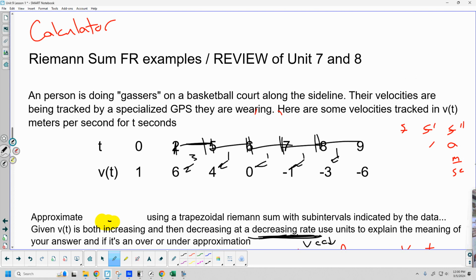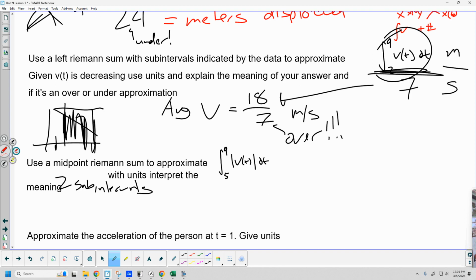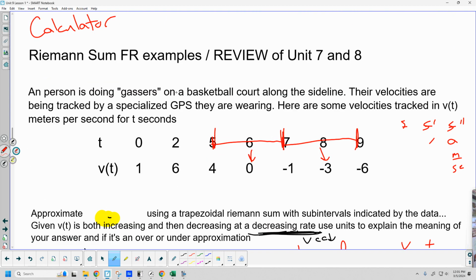Where are we going? 5 to 9? 5 to 7, I'm using 0. 7 to 9, I'm not using -3. I'm using +3 because it tells me to approximate the integral of the absolute value of velocity. So this is a big fat 0, but this should be a big fat 6.